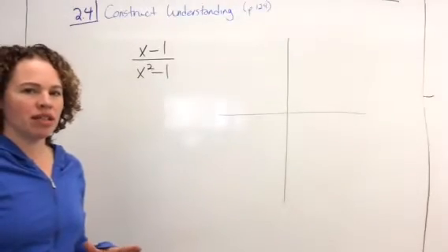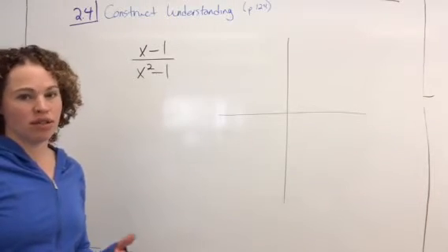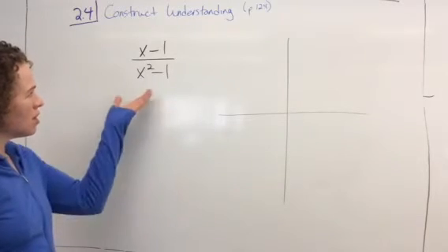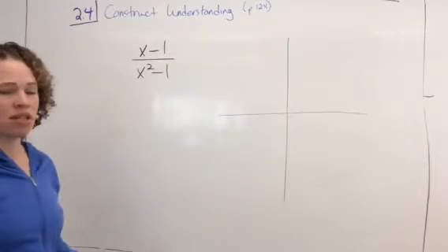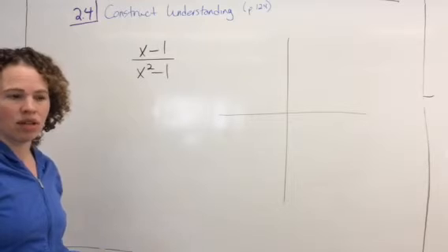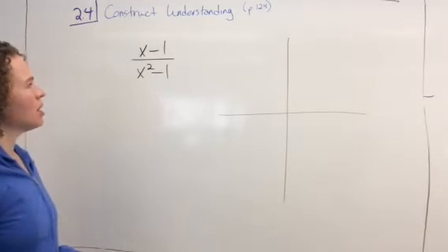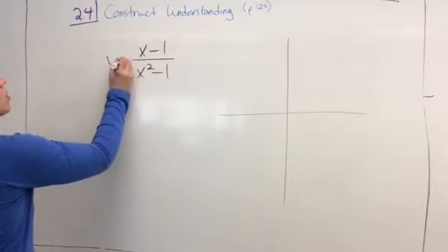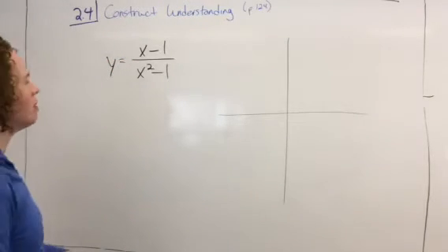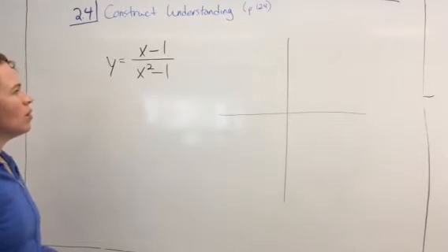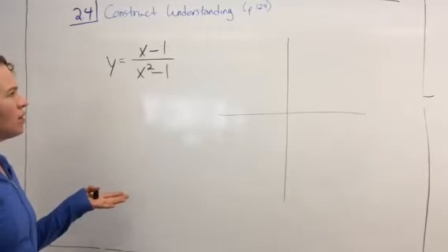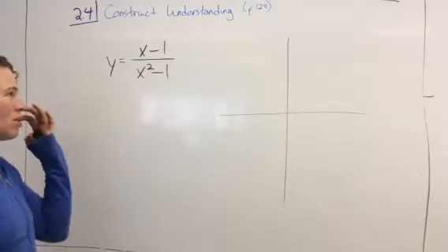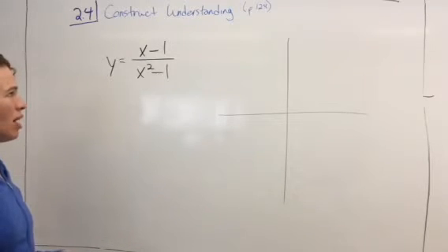So now we're going to abandon the calculator altogether and just use our brains. In the Construct Understanding on page 124, it gives us this question and asks us to sketch the graph given the characteristics. I want to look at this equation and try to figure out what sorts of clues I've got as to how I could graph it.